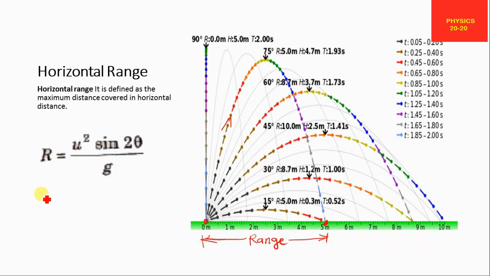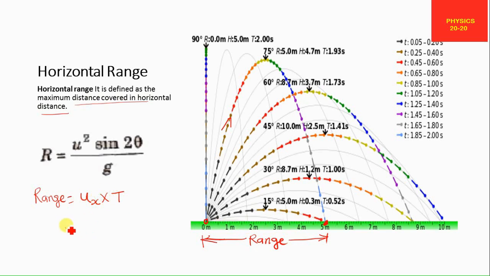This is called range. The range can simply be found if you know the time of flight. Range is basically the horizontal displacement. This is defined as the maximum distance covered in the horizontal direction. So the range is equal to this.